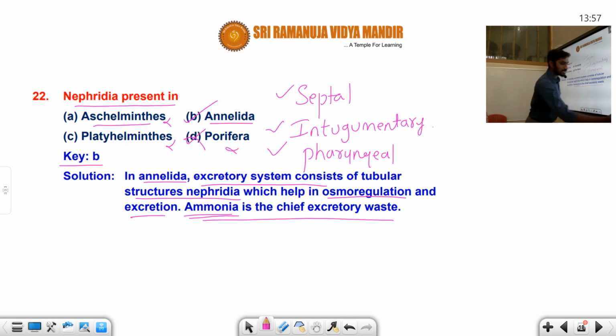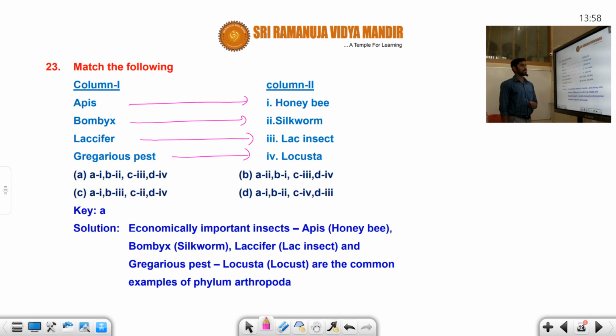The next one is match the following. This is also a common example, students. Apis is the honeybee. Bombyx is the silkworm. Laccifer is the lac insect. The gregarious pest is Locusta. Recently in Delhi and Rajasthan, a few months back, Locusta was popular in the news because it destroyed all the agricultural crops. So you have to remember this gregarious pest, Locusta. The correct option for 23 is A.